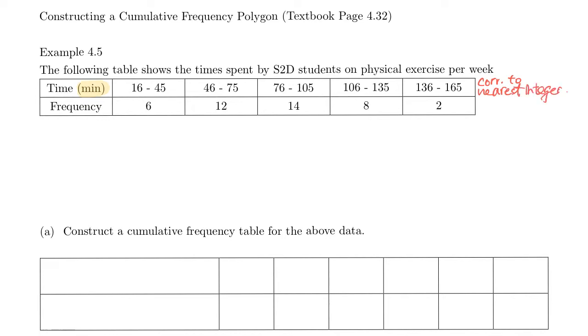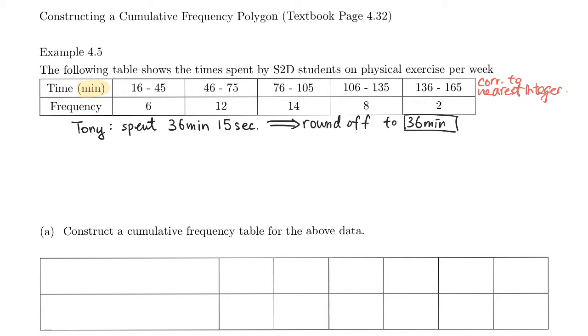So what happened is, for example, you measure your time spent on physical exercise. For example, Tony says he spent 36 minutes and 15 seconds. You won't tell that to your teacher, because that is too accurate. You will first round off to 36 minutes, right? Because 15 seconds is less than half a minute, so you will round down to 36 minutes. And then 36 minutes is in the first class interval, 16 to 45. So you will put it into the first class interval.